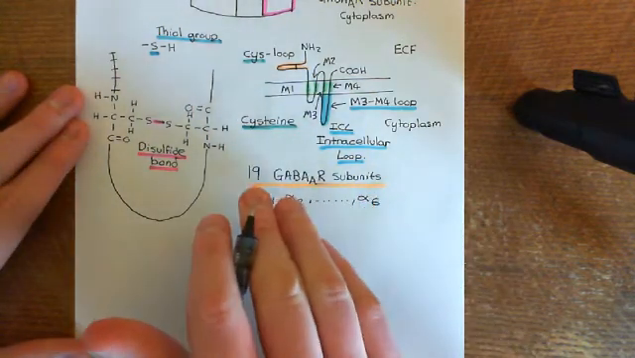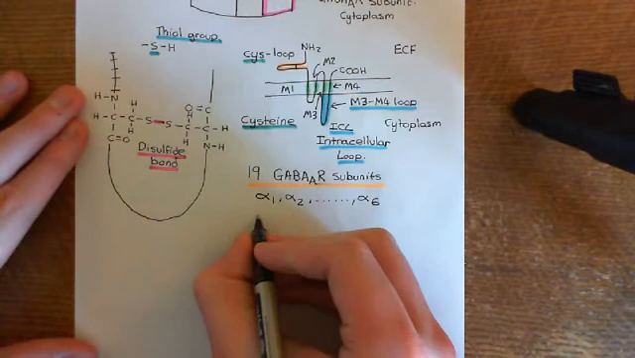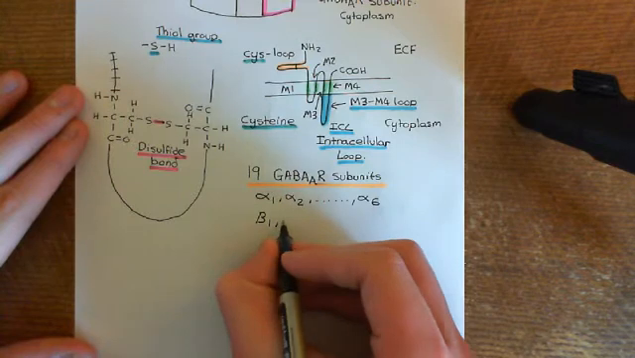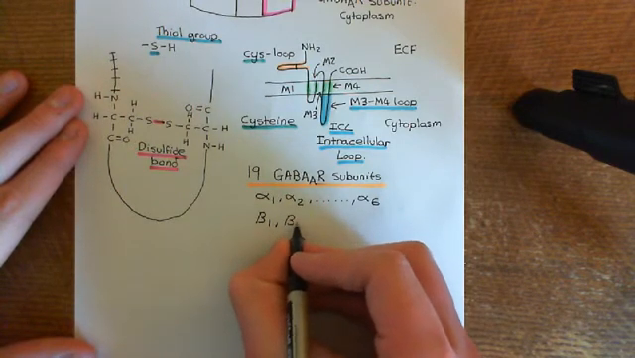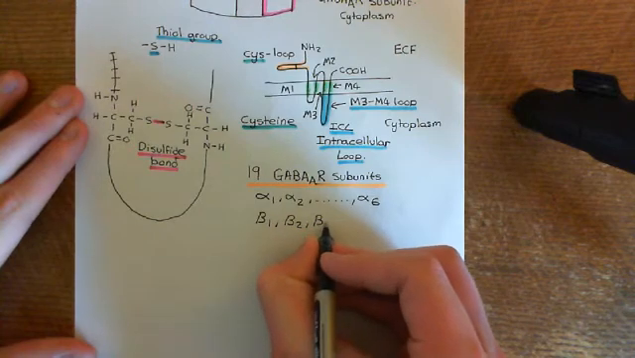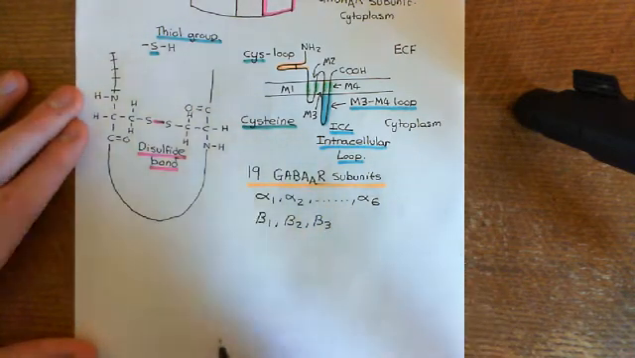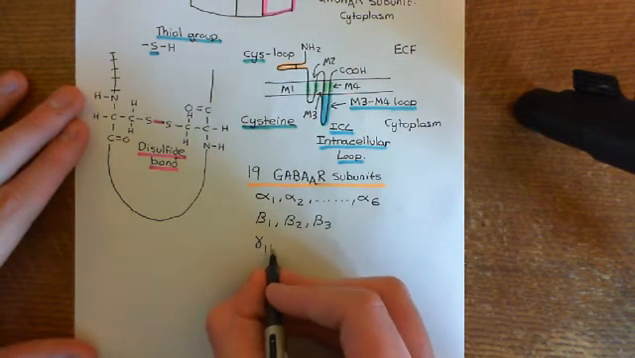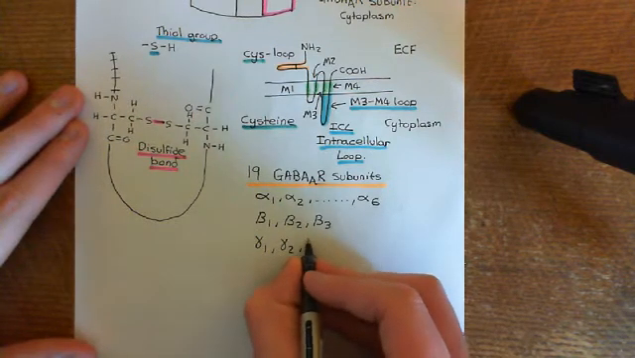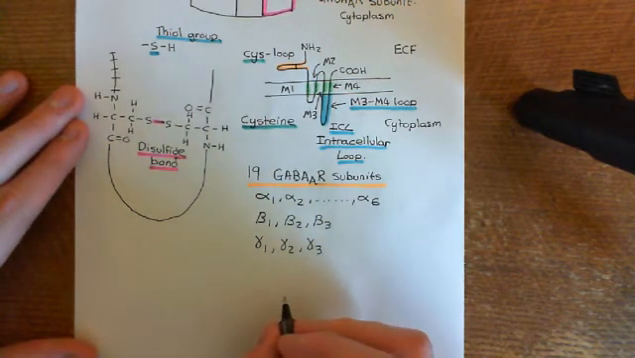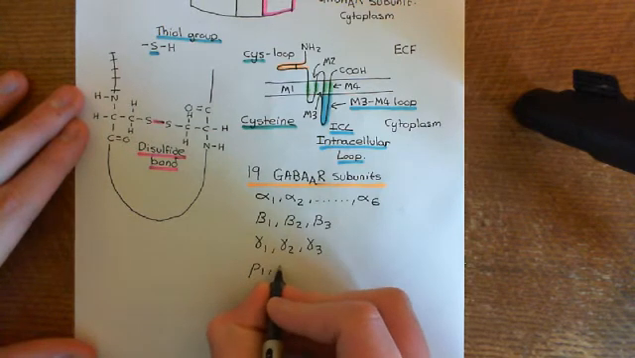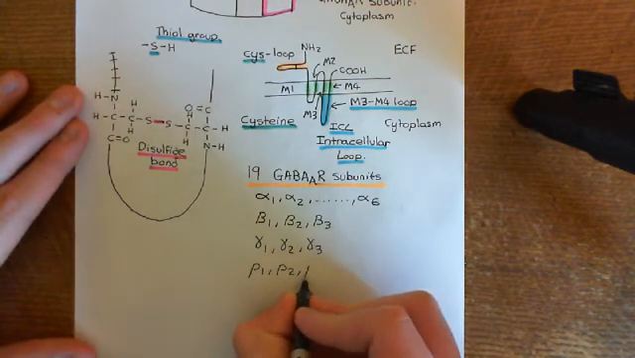Okay, so that's 6 of the 19 already dealt with. Then we have some beta GABA-A receptor subunits, and you have 3 of these: the GABA-A receptor subunit beta 1, beta 2, and beta 3. Moving on, you also have gamma subunits: the GABA-A receptor subunit gamma 1, gamma 2, and gamma 3. Now you also have the GABA-A receptor rho: GABA-A receptor rho 1, rho 2, and rho 3.